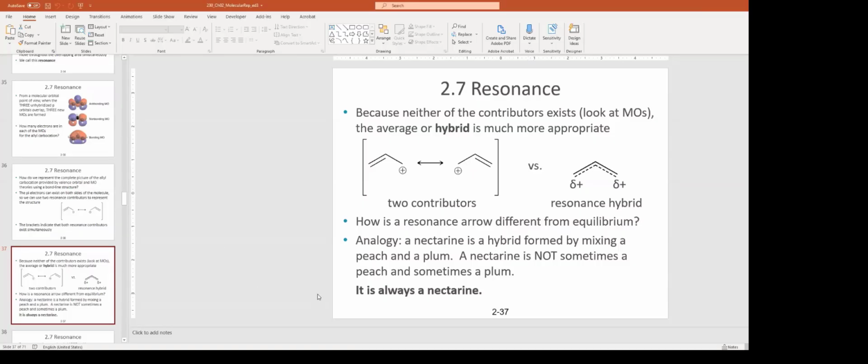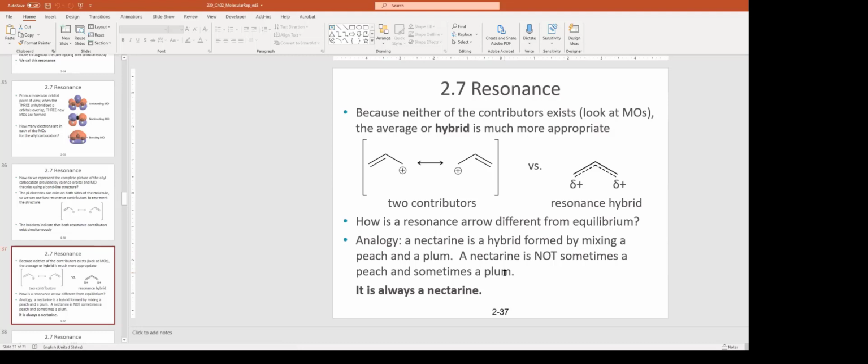Okay. We try to come up with weird analogies. Like we say, a nectarine, this is what the book suggests. A nectarine is a hybrid made by mixing a peach and a plum. A nectarine is not a peach sometimes, and it's not a plum sometimes. Okay? A nectarine is always a nectarine.